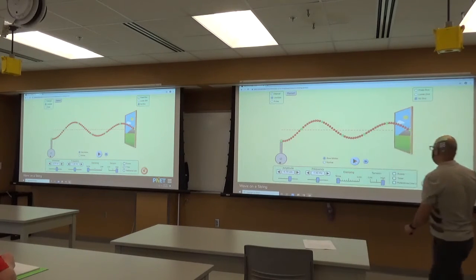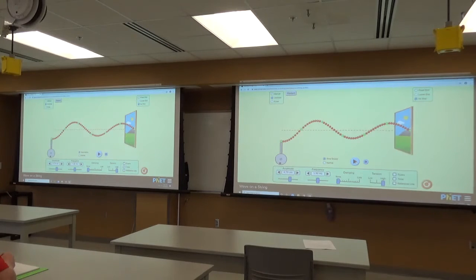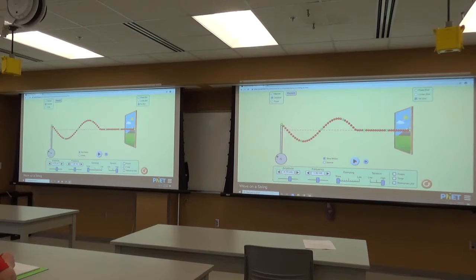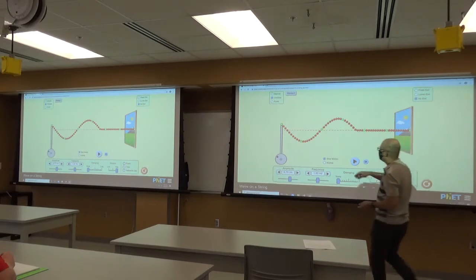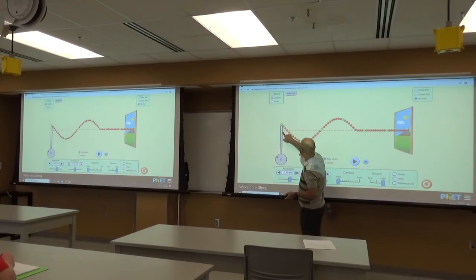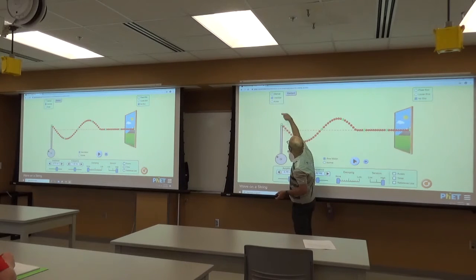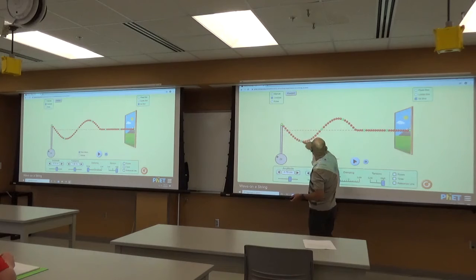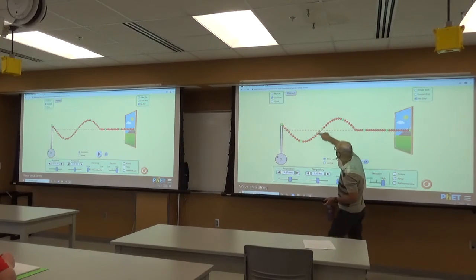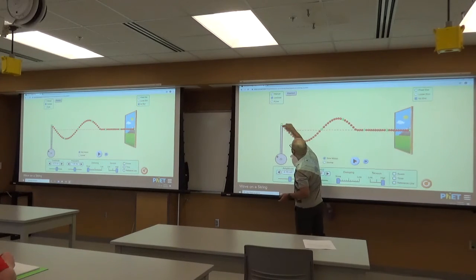Okay, so let's look at that from the beginning. So it starts from here, up, back and down, and then back again. So it completes one complete wave. So this is one complete wave, a little bit more than that because of this extra movement.